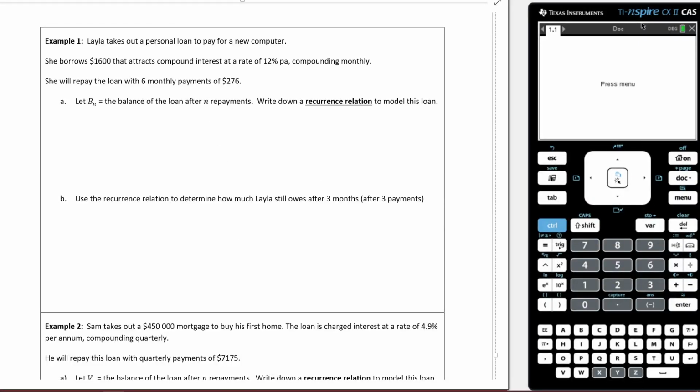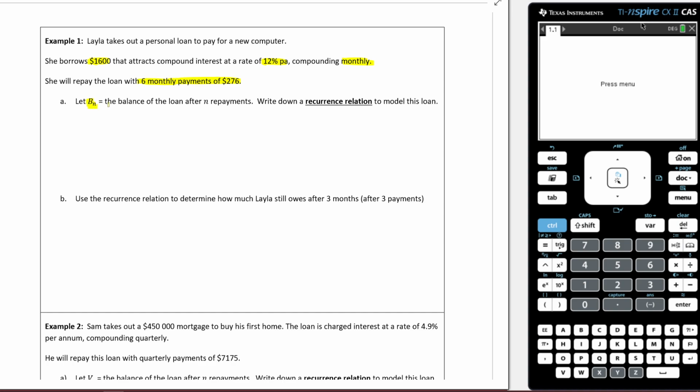All right, let us now go through this question right here. It says, Layla takes out a personal loan to pay for a new computer. She borrows $1,600 that attracts compound interest at a rate of 12% per annum, compounding monthly. She will repay the loan with 6 monthly repayments of $276.